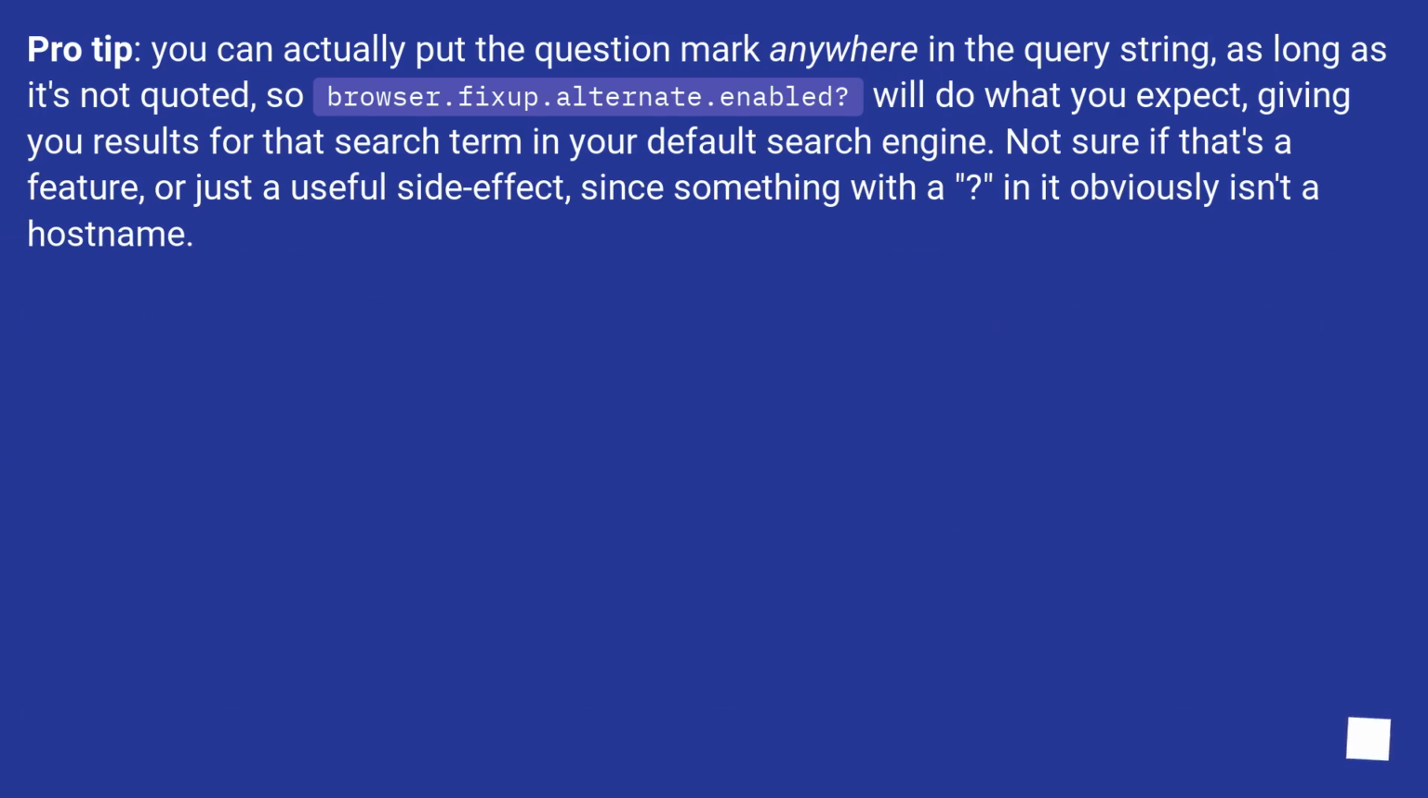Pro tip: you can actually put the question mark anywhere in the query string, as long as it's not quoted. So, browser.fixup.alternate.enabled? will do what you expect, giving you results for that search term in your default search engine. Not sure if that's a feature, or just a useful side effect, since something with a ? in it obviously isn't a host name.